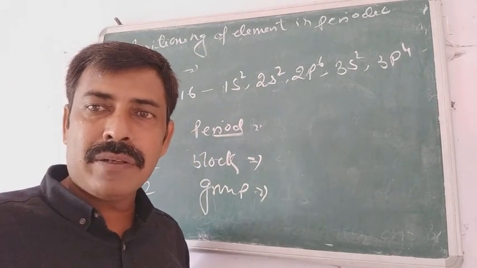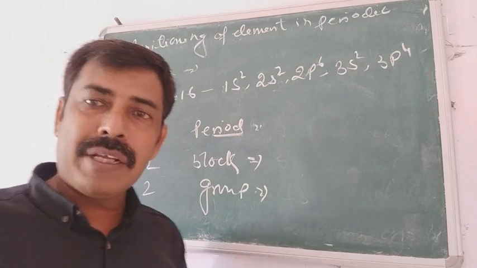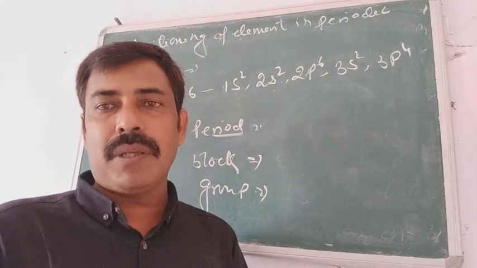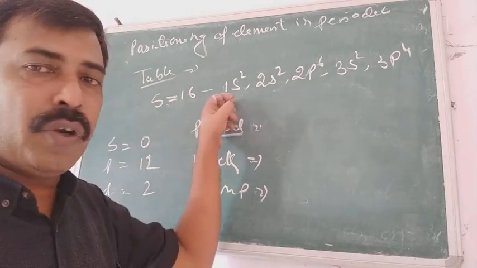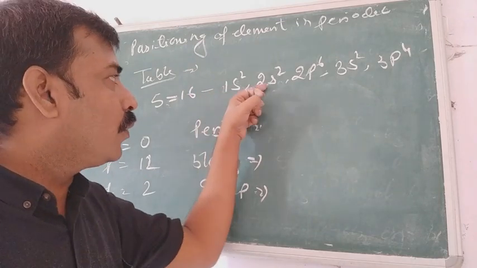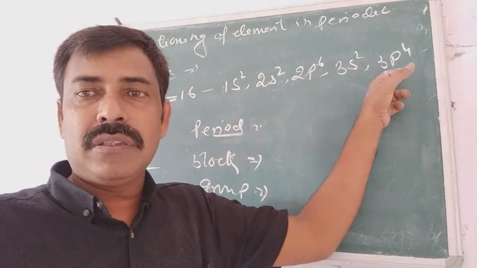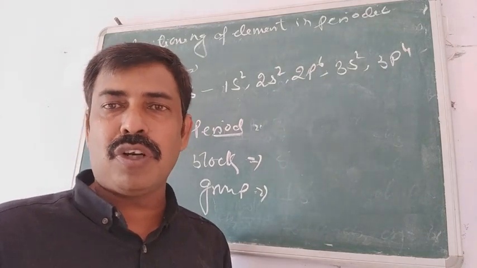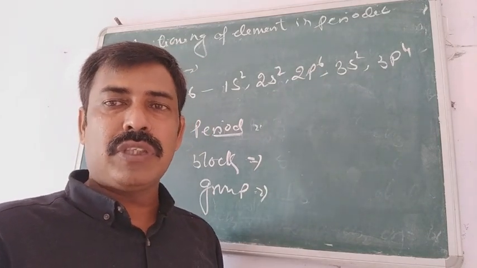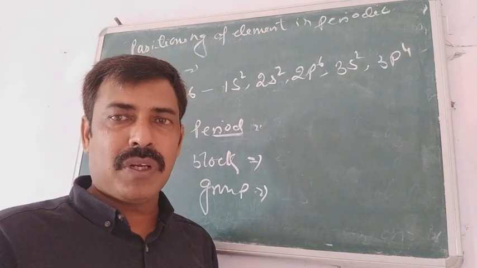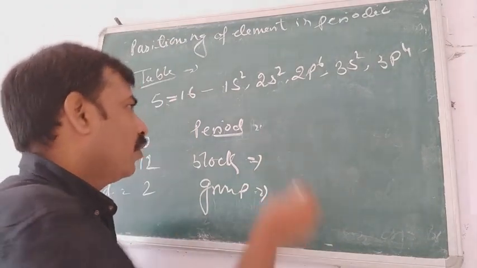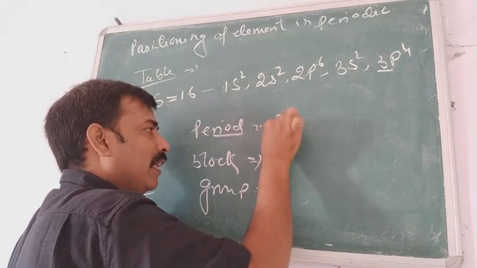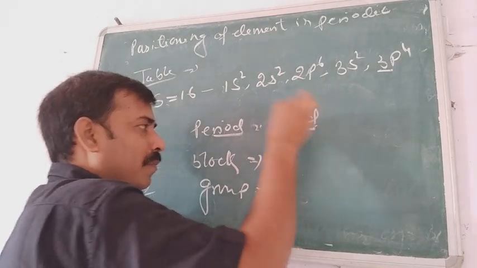How did we find the period? By finding the largest principal quantum number. In this electronic configuration, it is 1, 2, 2, 3, 3. That is, 3 is the largest principal quantum number. No principal quantum number is larger than 3. So this is the largest principal quantum number, that is 3. Then it is the third period.